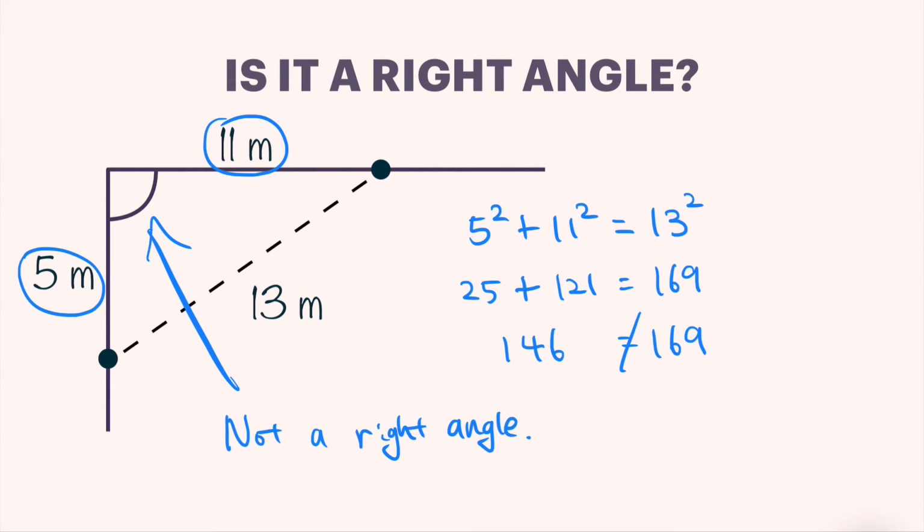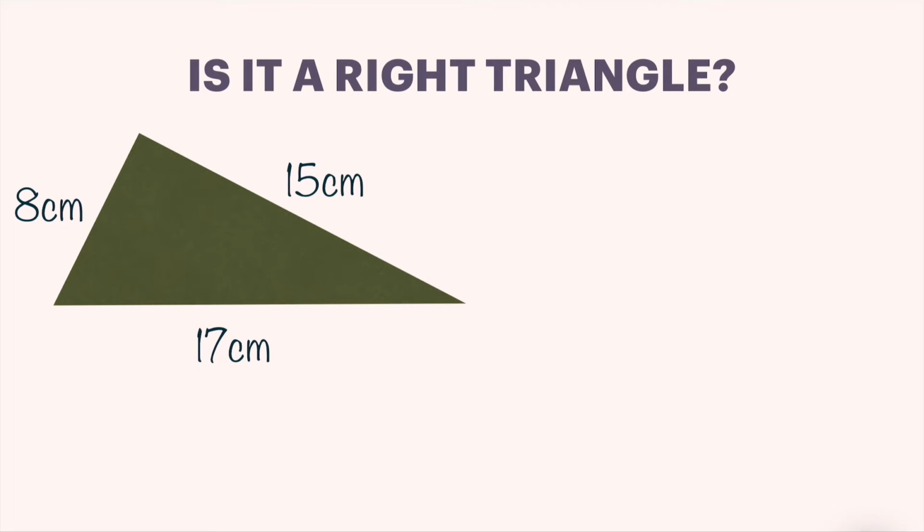Let's try another problem. Here in this problem, we have a triangle, and what we want to check is if this triangle has a right angle. Since our longest side is always opposite of the right angle, this angle is the angle that we want to check if it is a 90-degree angle. If this is a right triangle, the Pythagorean theorem is supposed to be true, meaning the square of the two shorter sides, 8 squared plus 15 squared, is supposed to be equal to 17 squared if this is a right triangle.